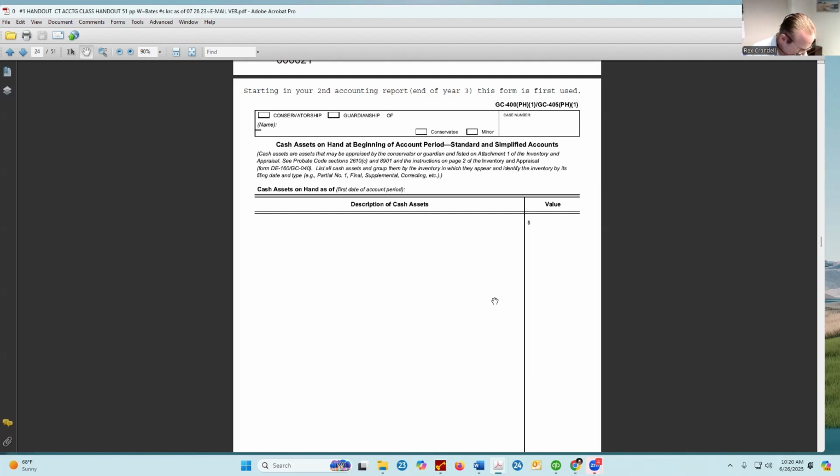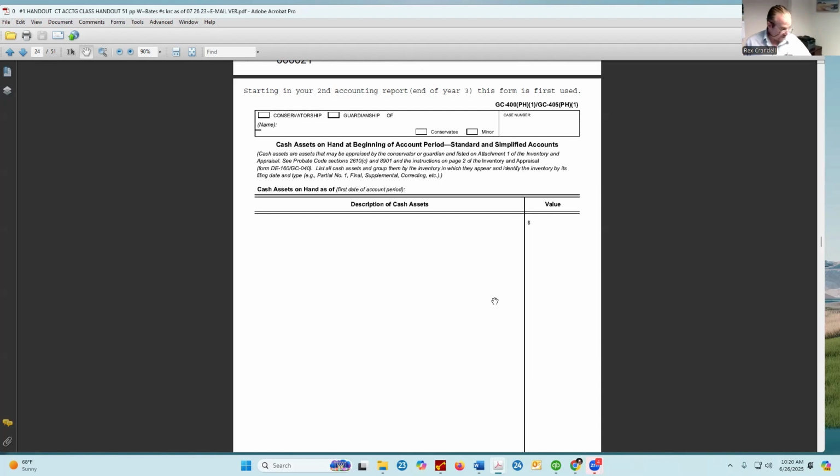There's another exception to the accounting, and that is for small estates under Probate Code section 2628. If there's a small estate that has assets less than $15,000, you can get the court to waive the accounting requirement every year.